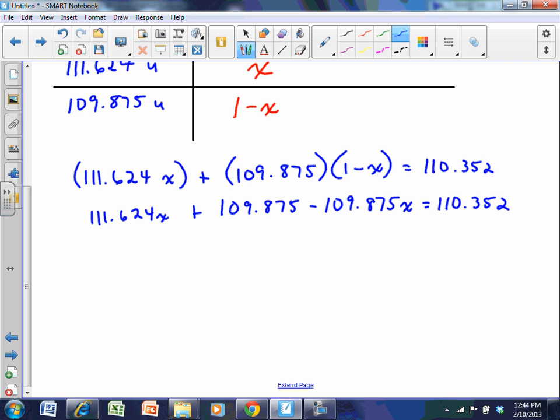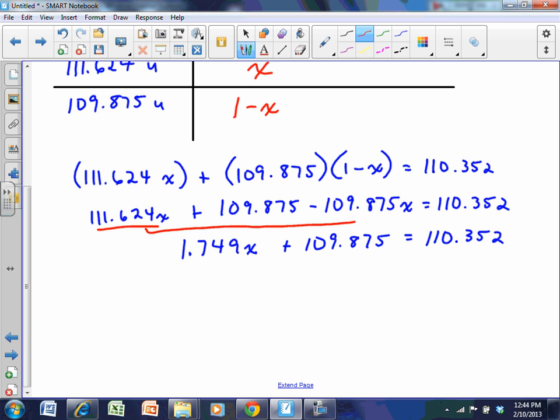Sorry, let me type that into my calculator again. I must have punched something in wrong. Minus 109.875. And that equals, so I get 1.749X, plus 109.875 equals 110.352. And I got that from combining the like terms. There's an X term and there's an X term, and that equals that.